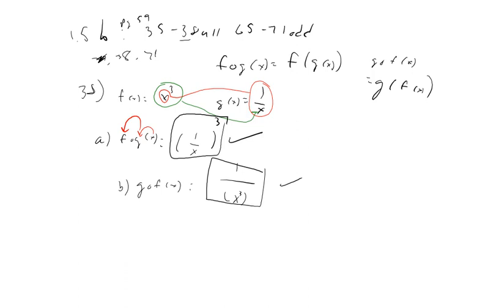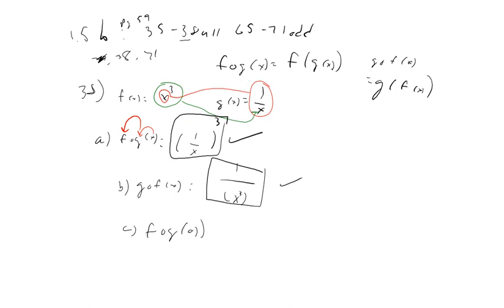So they're a little different, right? Really, they're the same if you simplify, but this is how you do it. You do the outside function, you leave a blank, and then you do the inside function and put that inside the x. Now C asks for f of g of 0.